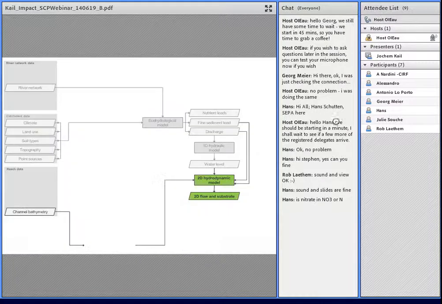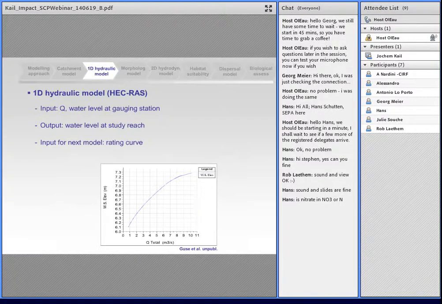So Joachim, did you see there's a question from Hans there? He's asking if the nitrate is in NO3 or N. Yes, the nitrate is NO3 in this case. We also did model ammonium, but it's not total N, it's NO3.